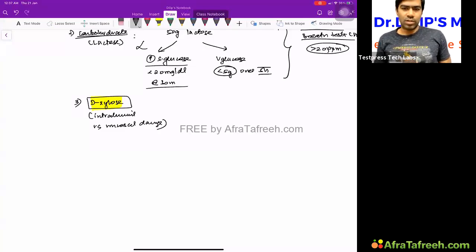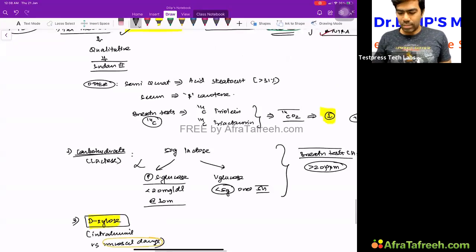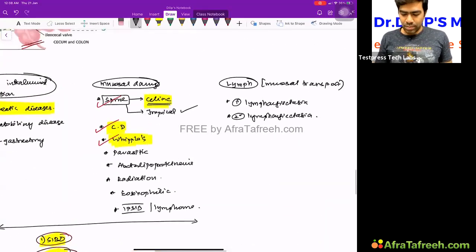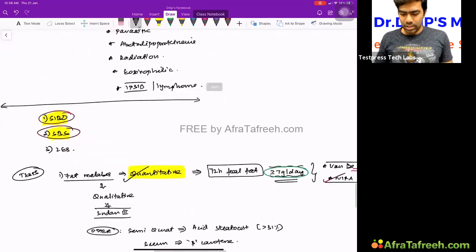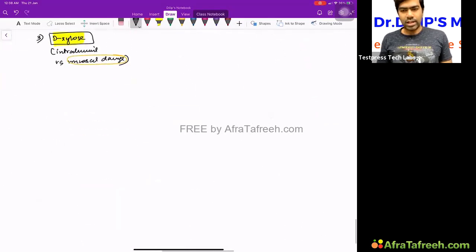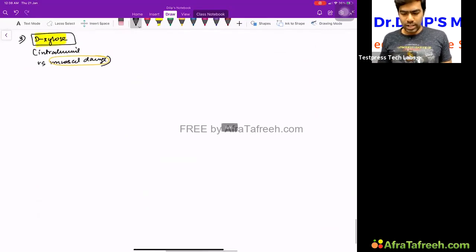The D-xylose test will be positive in patients who are having mucosal damage. In the sense, any patient who's having mucosal disease like celiac disease or whatever I mentioned, right? Any patients who are having mucosal disease and mucosal damage will have a positive D-xylose test. In the sense, the D-xylose test will show some abnormality. That's what I mean. So how will you do a D-xylose test?